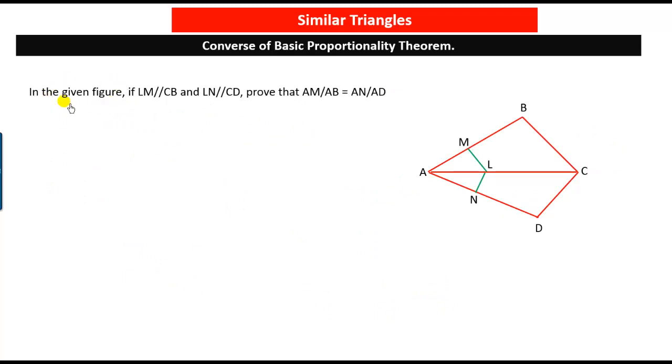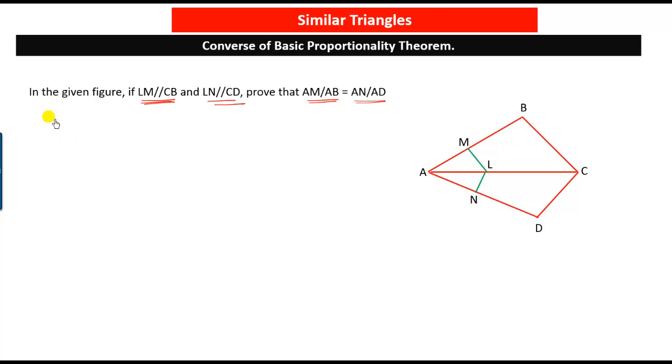Here is another question. In the given figure, if LM is parallel to CB and LN is parallel to CD, prove that AM upon AB is equal to AN upon AD. Here in the figure it is given that ML is parallel to BC and LN is parallel to DC, and we have to prove that AM upon AB, this total length, is equal to AN upon AD.